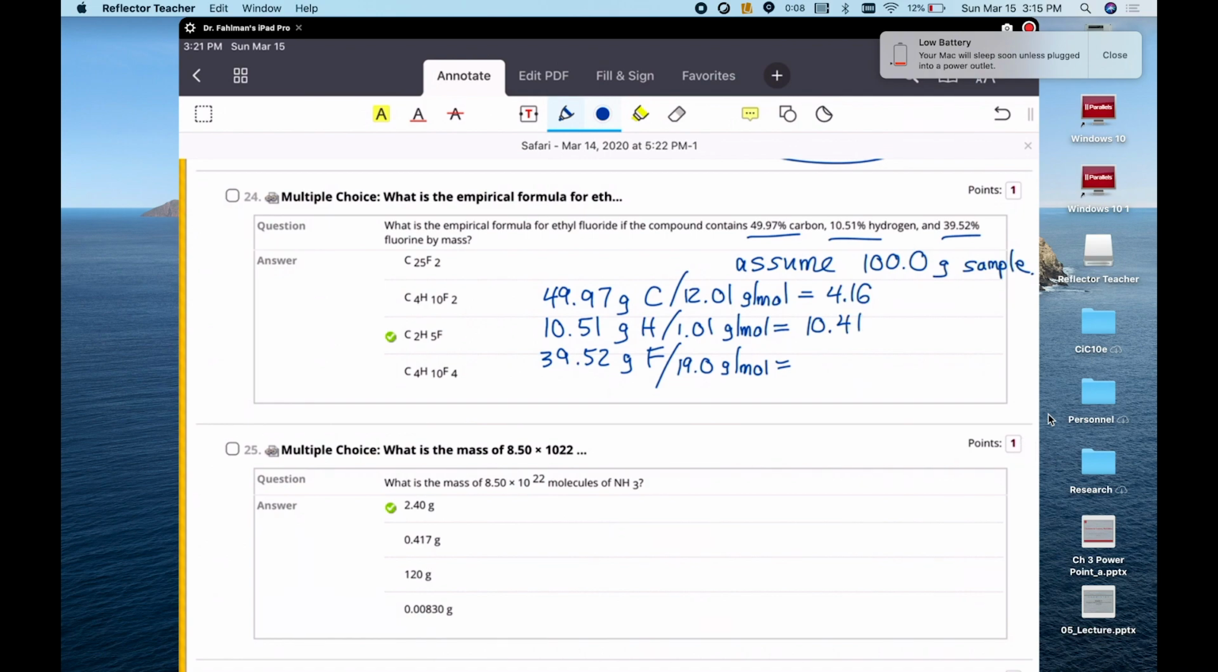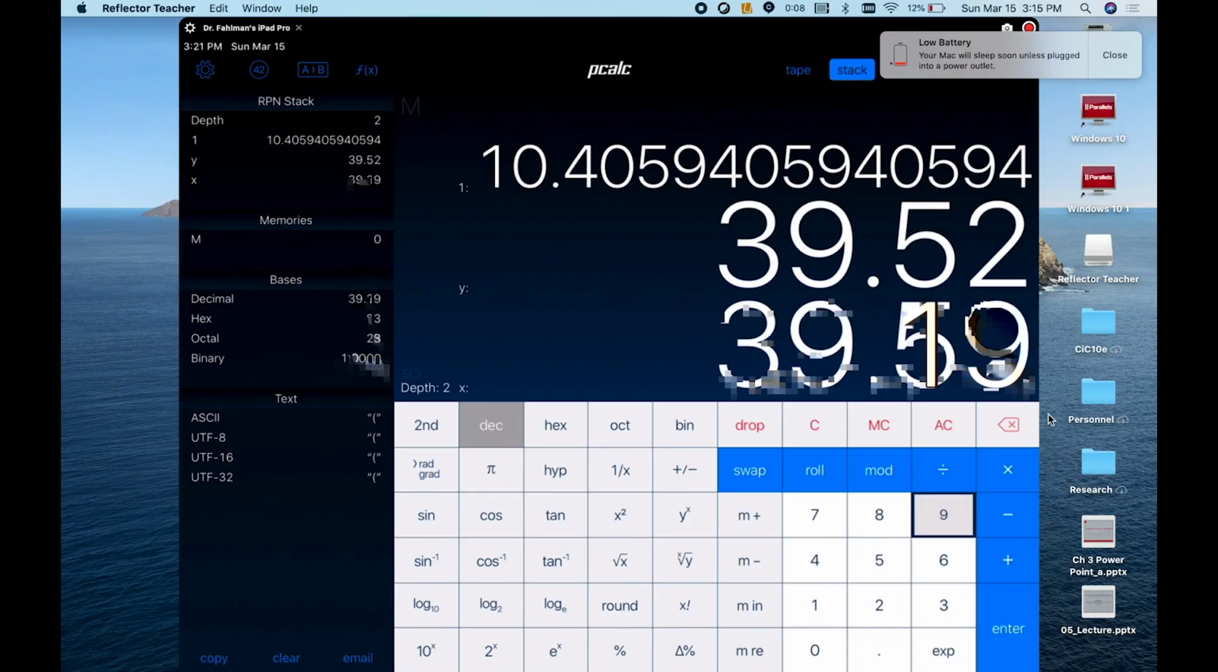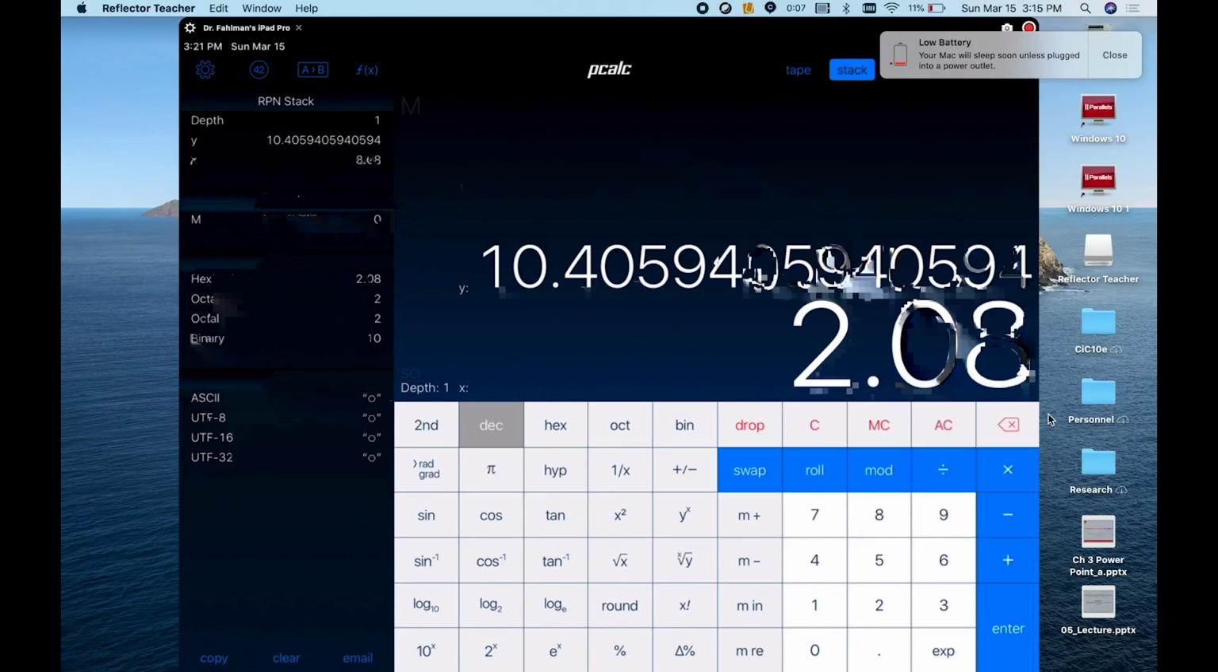Too many sig figs, I know. It should be, I guess, 10.4. And then 39.52 divided by 19 is 2.08.